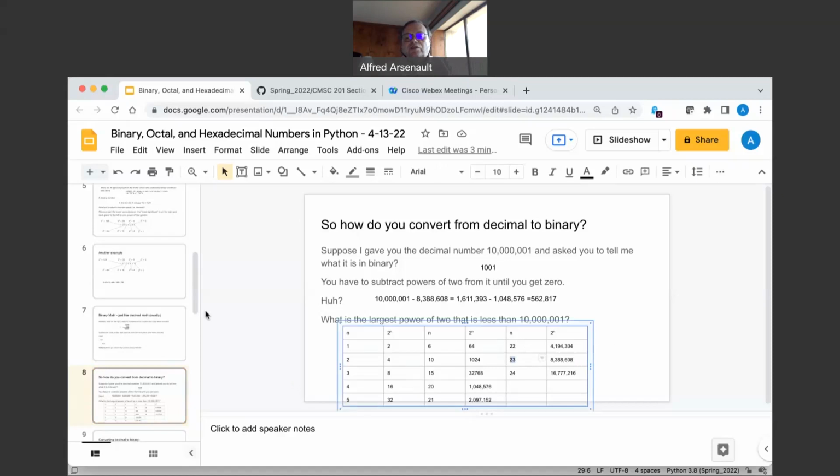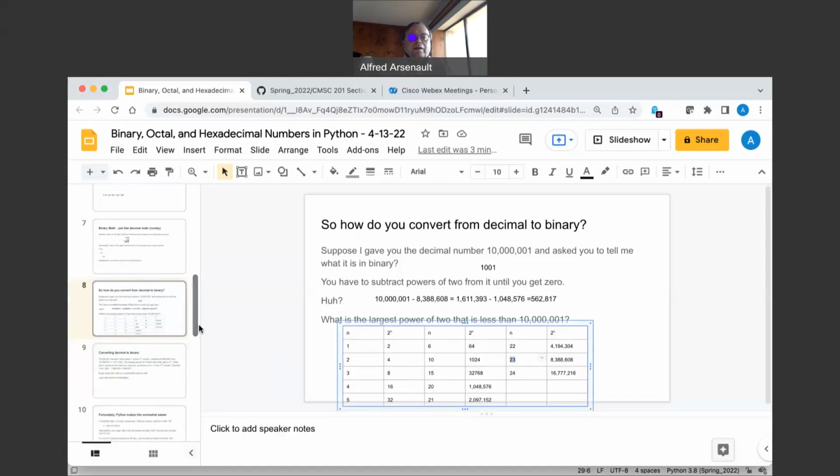2 to the 24th is too high. So you would put a 1 in the 23rd position, and that means you subtract 8,388,608 from 10 million and 1, leaving you 1,611,393. Okay, so we have a 1 in the 2 to the 23rd place. Now we have a 0 in the 2 to the 22nd place because that won't fit.